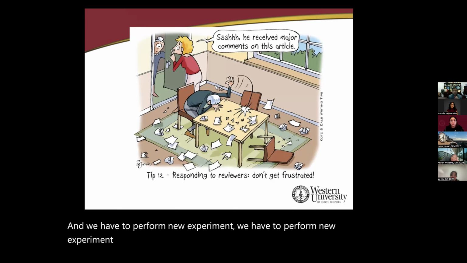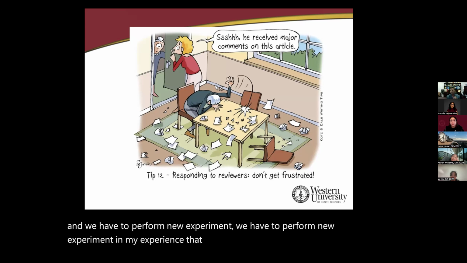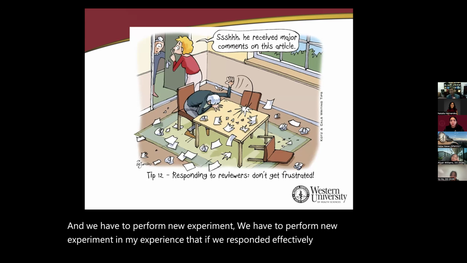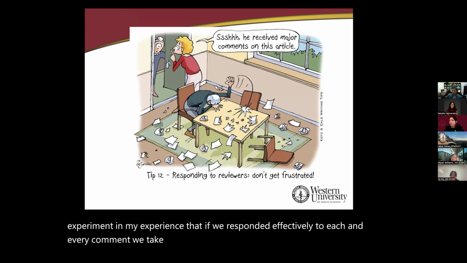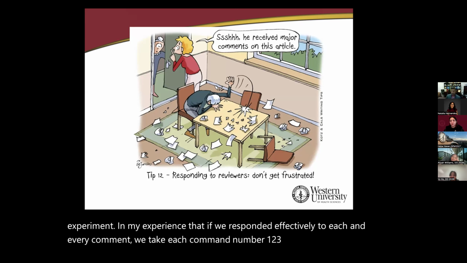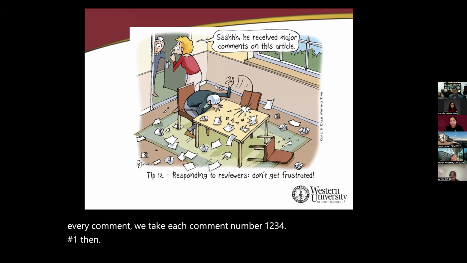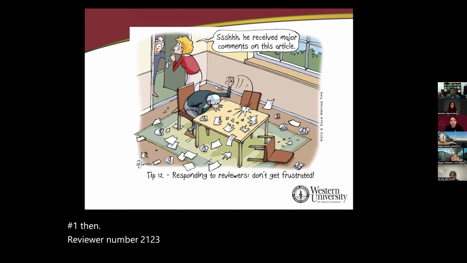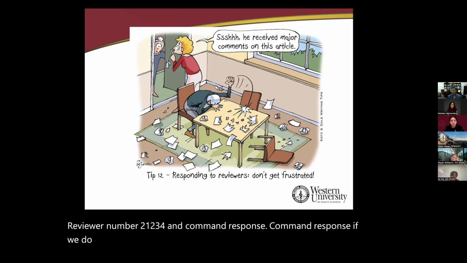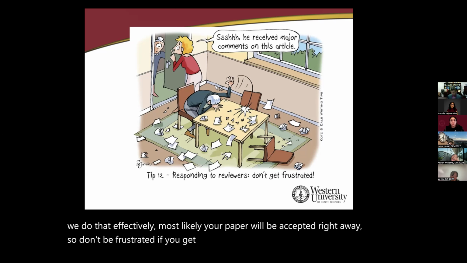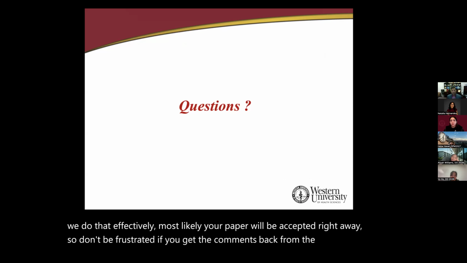In my experience, if we responded effectively to each and every comment, taking each comment number 1, 2, 3, 4, reviewer number 1, then reviewer number 2, 1, 2, 3, 4, comment, response, comment, response. If we do that effectively, most likely your paper will be accepted right away. So don't be frustrated if you get the comments back from the journal. Any questions so far?